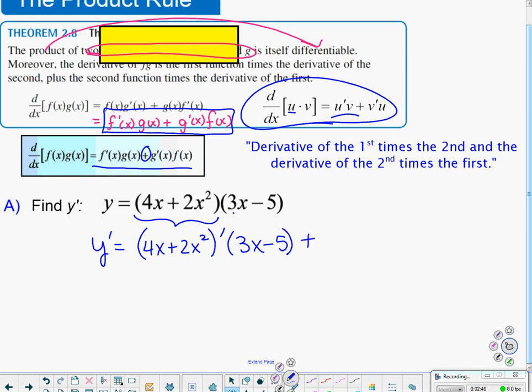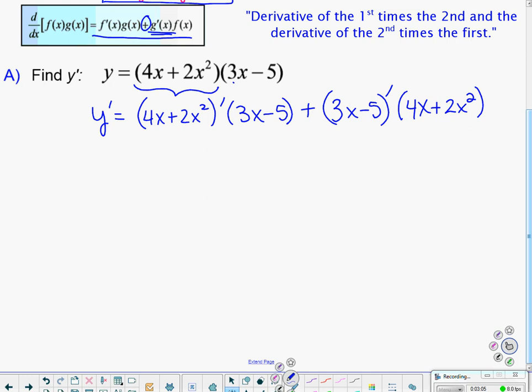Now it's the derivative of the second function, as I can see by the algorithm, g prime of x. So I go 3x minus 5, take that derivative, and multiply it by the first function, 4x plus 2x squared. That's just the general layout. If you want to mark underneath it, you can see that we're going f prime g plus g prime f, where this is my f function times my g function. All right, let's execute our plan.